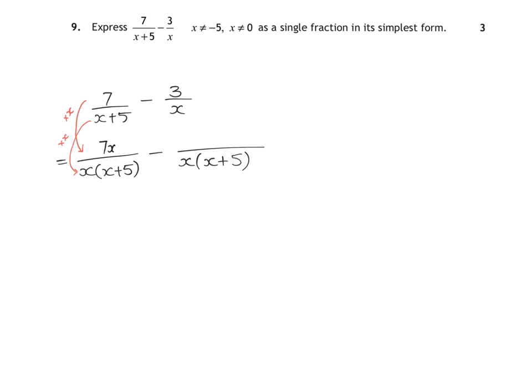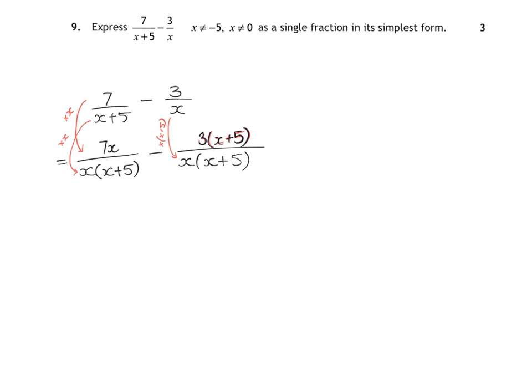For the other side, again using the arrows as a guide, to go from having x to having x times x plus 5, we've had to multiply by that bracket x plus 5. So what we do to the bottom, we have to do to the top. So when we multiply that, we get 3 times x plus 5. Just going over that quickly.